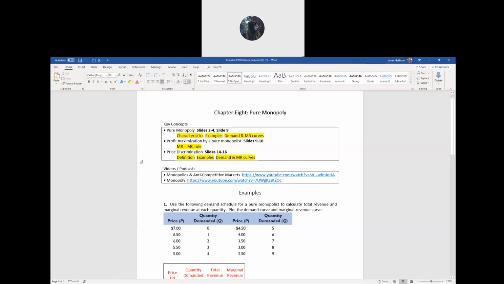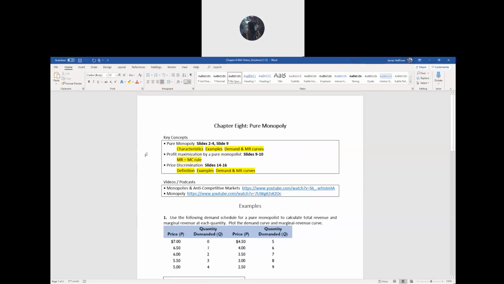All right, so let's look at price discrimination. So slides 14 to 16.